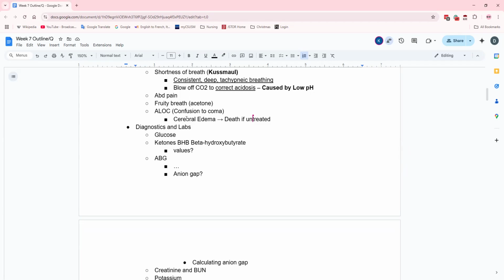Forgive me. But yeah, so three P's, which will happen with anything with high blood sugar. Kussmaul's is a pretty key finding, fruity breath, and yeah. The other is altered level of consciousness, which you could see in HHNS, and abdominal pain.